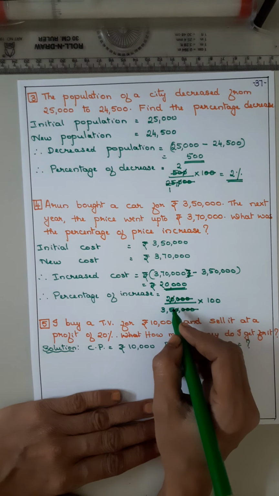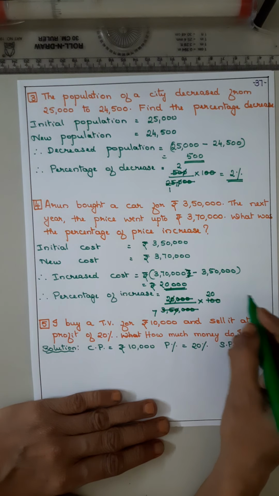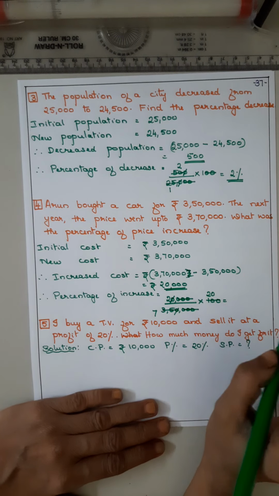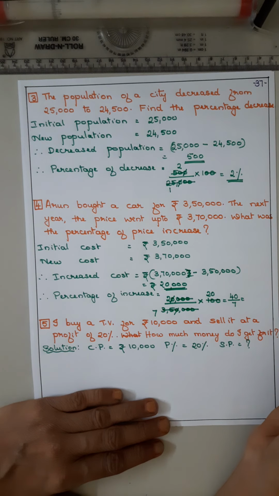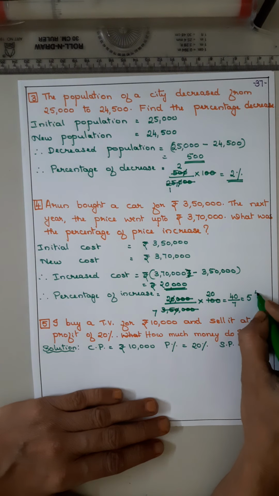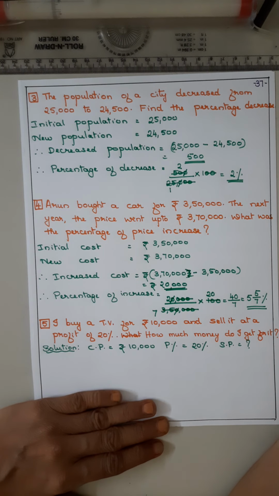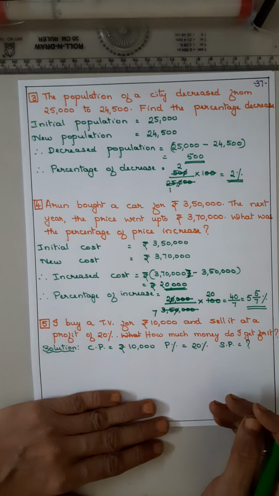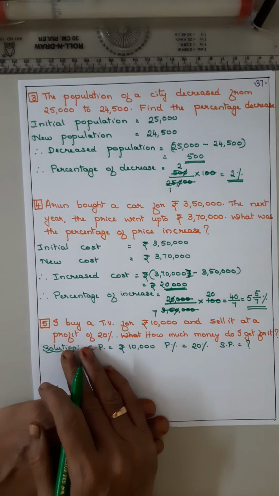Now it is 35 and 100. You can cut: 5 sevens are 35, 5 twenties are 100. Now no cutting. 2 twos are 40 by 7. 7 fives are 35, 5 remains, so 5/7 percent. Is it clear? So that was an increase. How to find out the percentage of increase, you understood? Perfect.